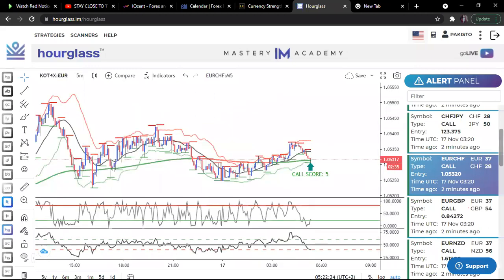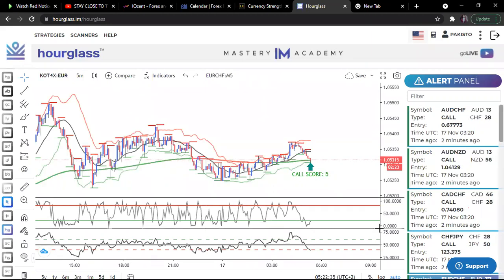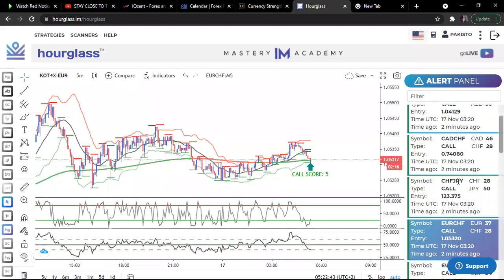People cleared both. Some people took Euro CHF, some people took CHF JPY. Really doesn't matter. Both were good ideas, and people cleared on both, right? So now we're looking at our next idea, which is probably going to take place at the half hour mark, at the 30 mark.